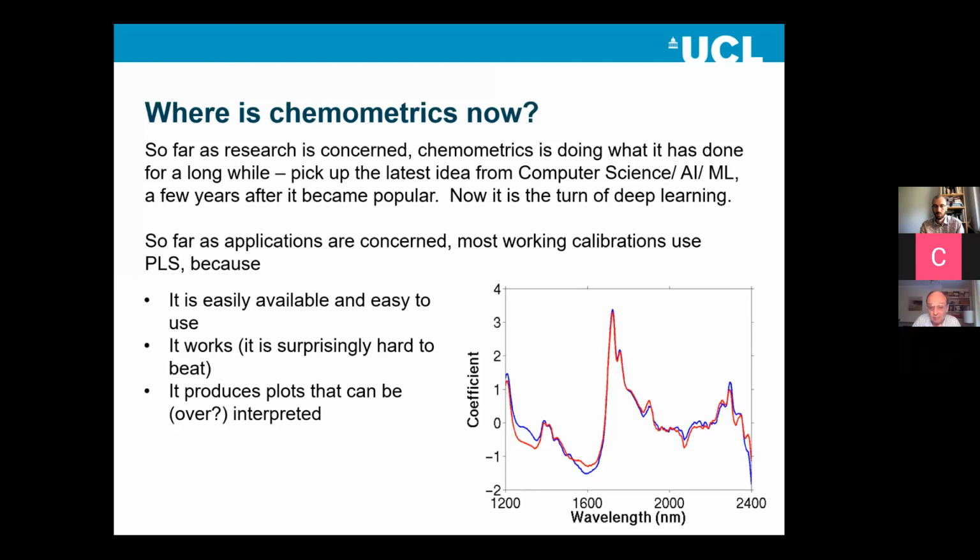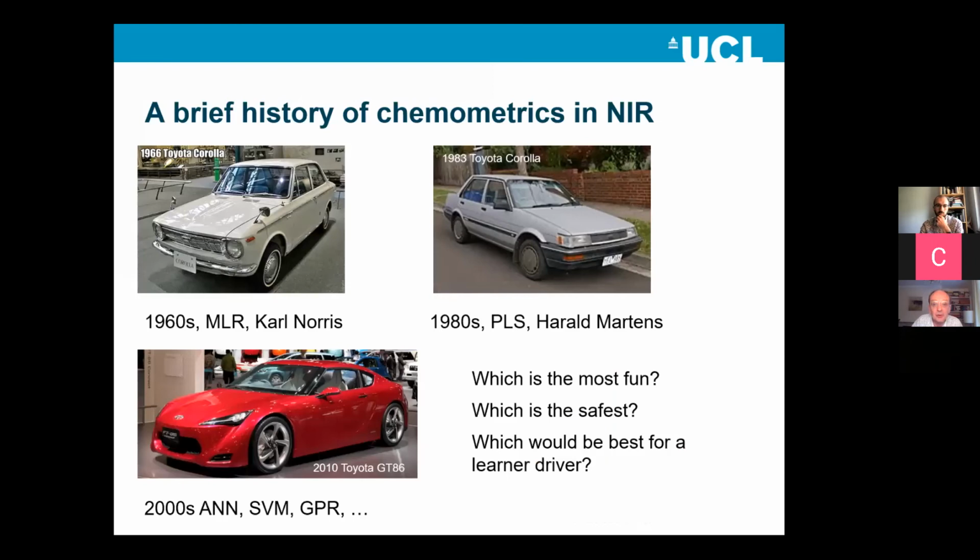It's an educational problem that we need to tackle anyway, but it has implications for citizen science too. So here's a very brief history of chemometrics and NIR. I made this slide initially for a talk in Japan, which is why they're all Toyotas. This is a 1966 Toyota Corolla, MLR, Carl Norris, and a 1980s Toyota Corolla. That car's chosen because it is the most successful single car brand ever. I think more of those were built than anything else ever, or the name persisted for longer than anything else. I can't remember which. And PLS, due to Harold Martens, or the application to NIR due to Harold Martens, is not dissimilar to MLR. It's a bit more sophisticated, and probably a bit easier to drive, but it's basically similar.